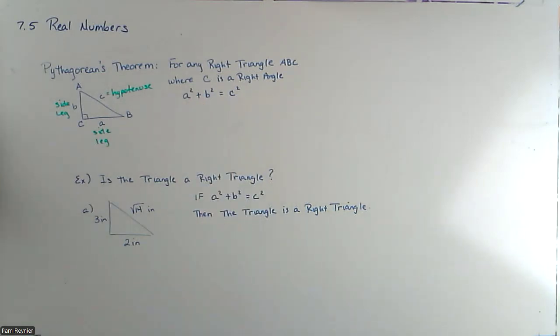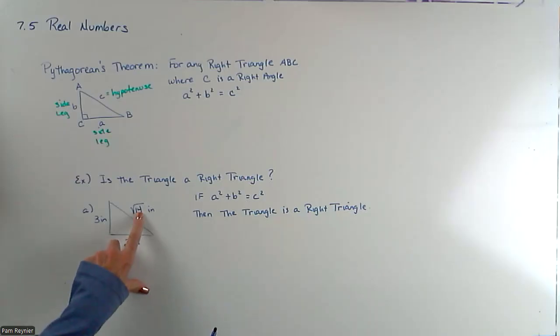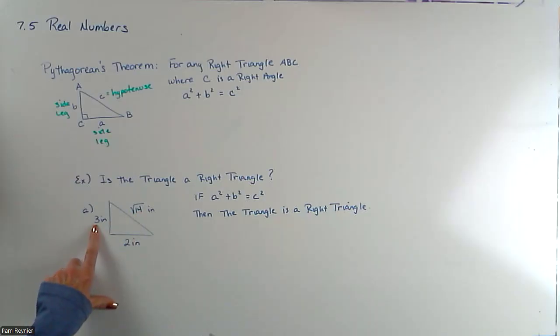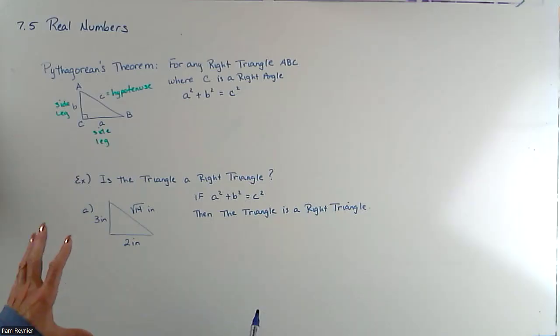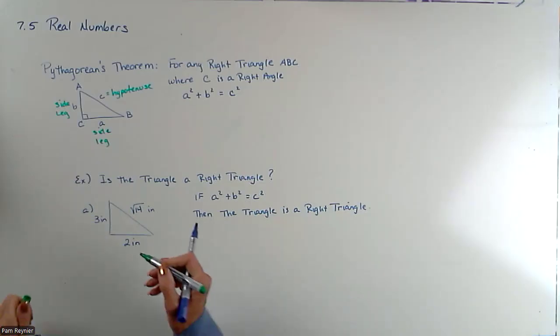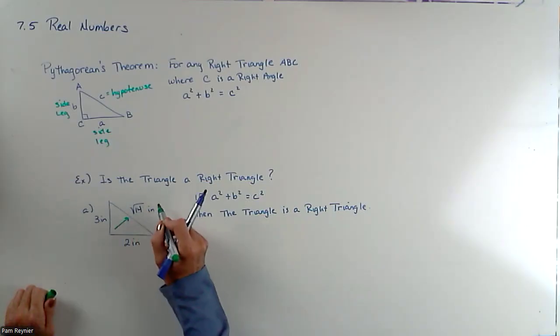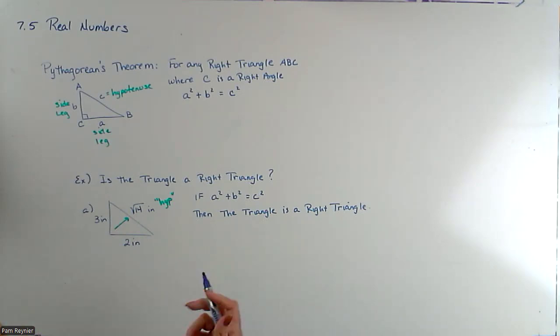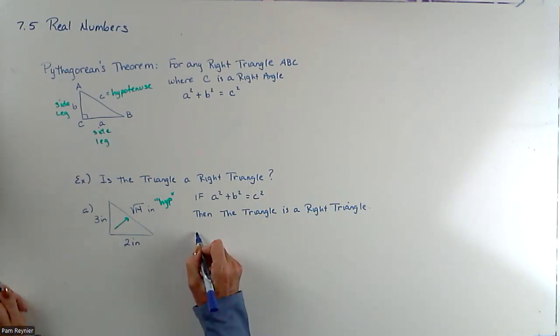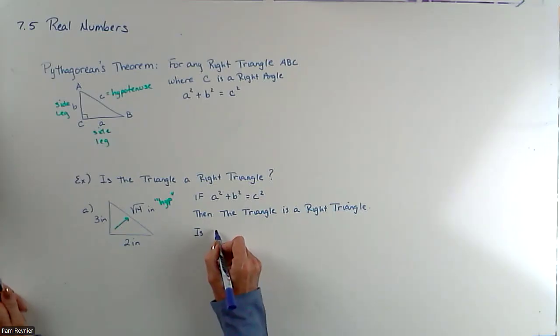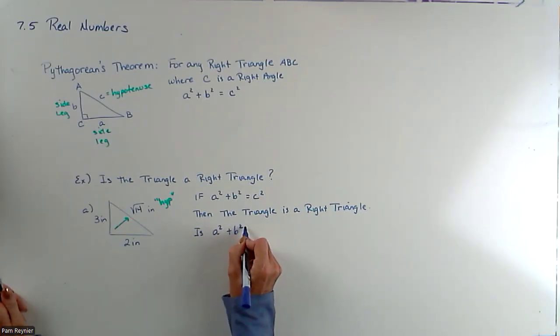So let's check it out. Because it appears that, well, we know the square root of 14 is bigger than 2, because 2 squared is 4. We know the square root of 14 is bigger than 3, because 3 squared is 9. So the square root of 14 is between the square root of 9 and the square root of 16. So this appears to be the hypotenuse. So let's check. Is a squared plus b squared equal to c squared?